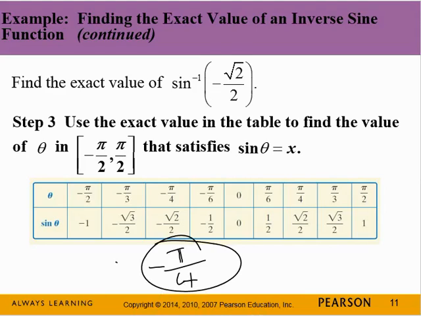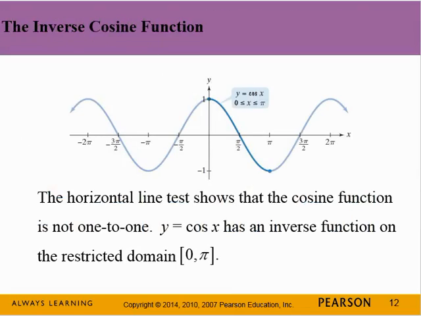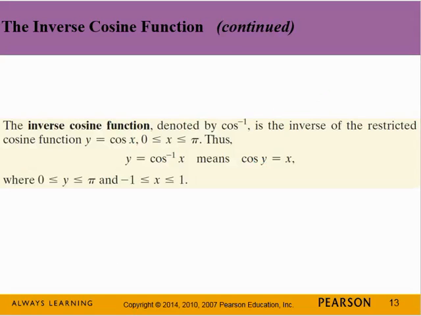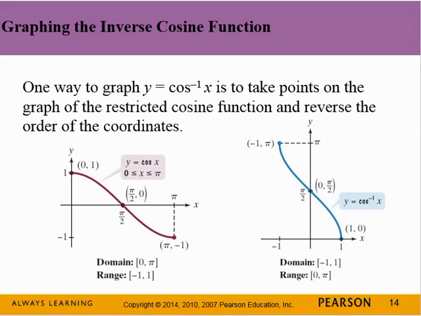So let's look at some cosine. The horizontal line test shows us the cosine function is not one-to-one either, but this one has the restricted domain of 0 to pi. You rewrite it the same way, so y equals inverse cosine of x means cosine of y equals x. One way to graph y equals inverse cosine x is to take the points on the graph of your restricted cosine and reverse the order.